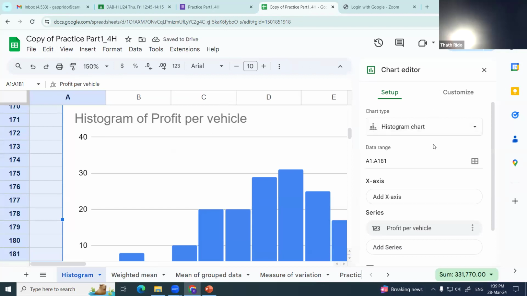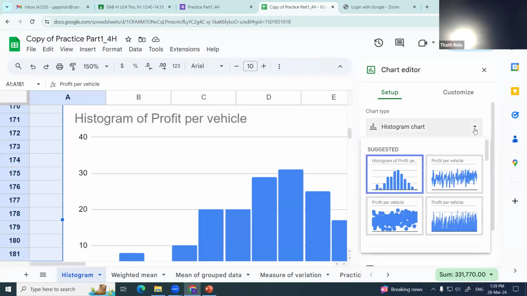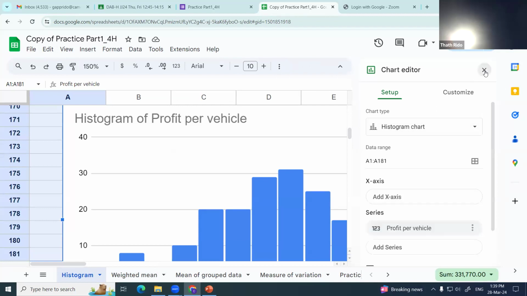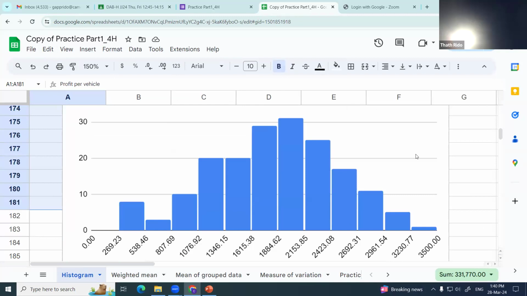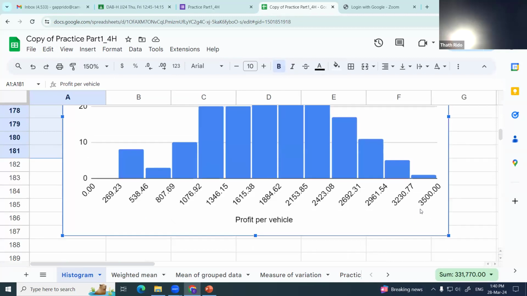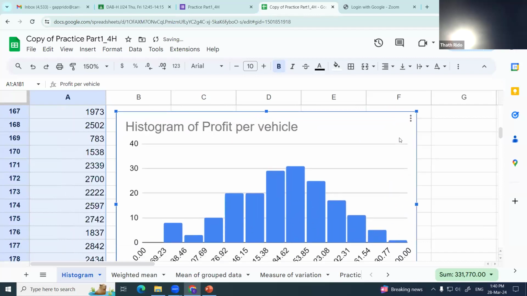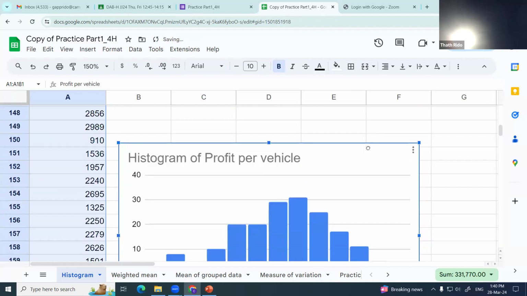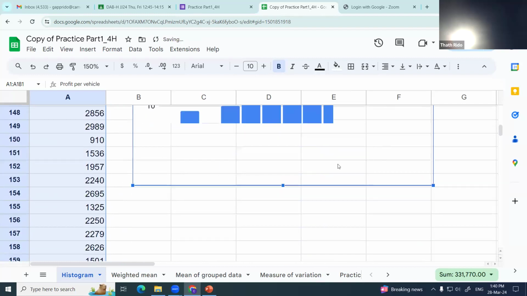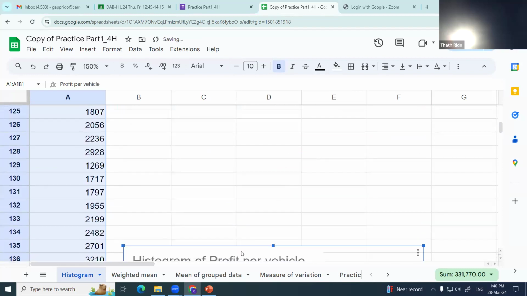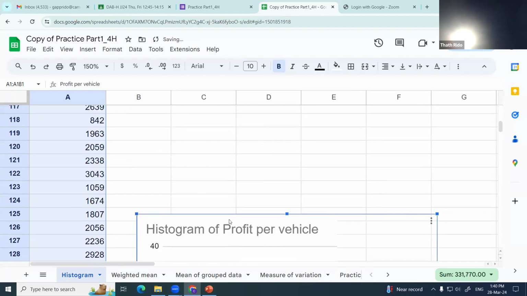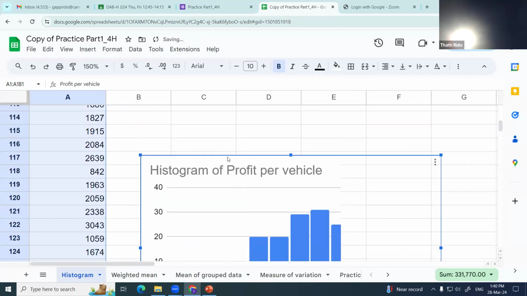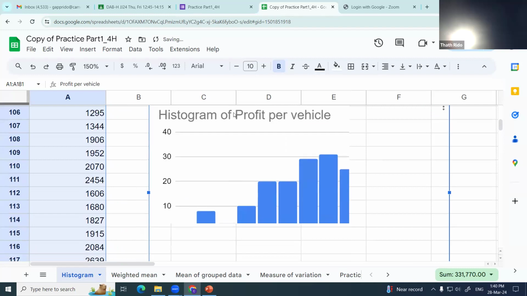So this is automatic, so histogram is selected for us. But if it is different, you can click here to change the chart type. This is histogram. But on my computer, it is not the same as the histogram we see in PowerPoint, in the lecture note. What should we do? If you take a look at the lecture note on histogram, they use the class width. The class width is 500.